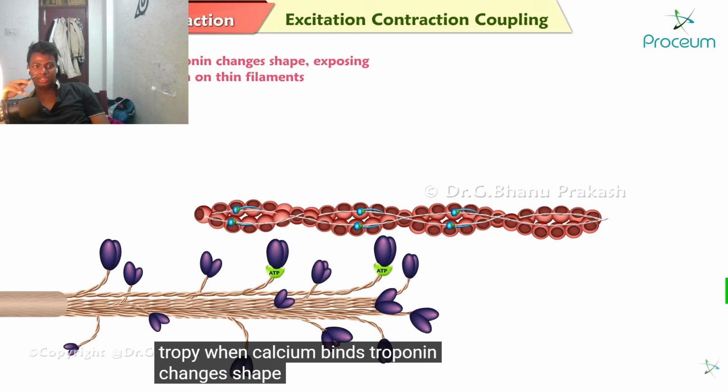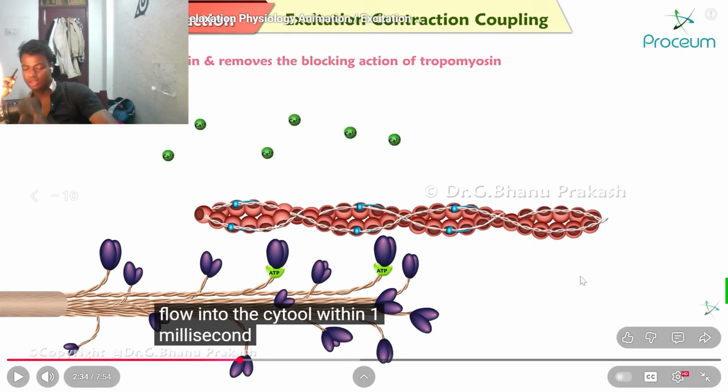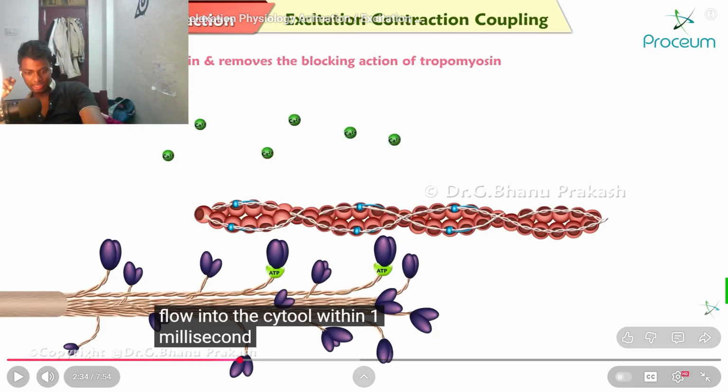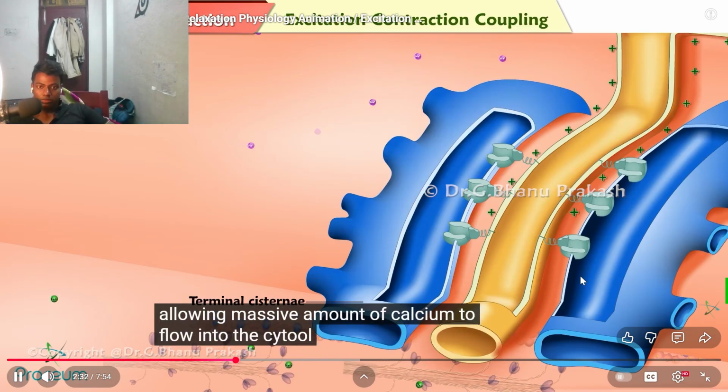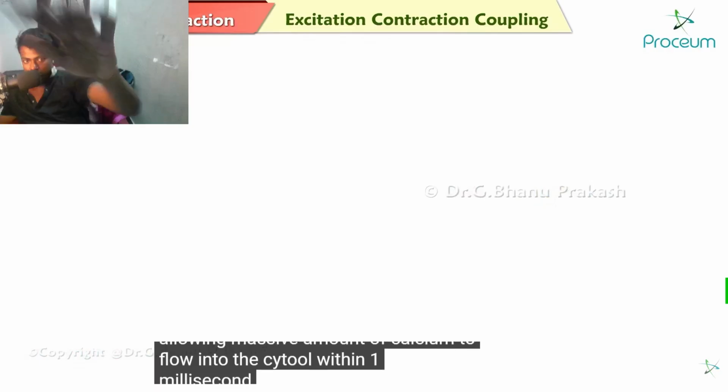Troponin. It's a thin filament. We'll watch it later. Keep watching if you want to understand. Calcium flows into the cytosol within 1 millisecond.